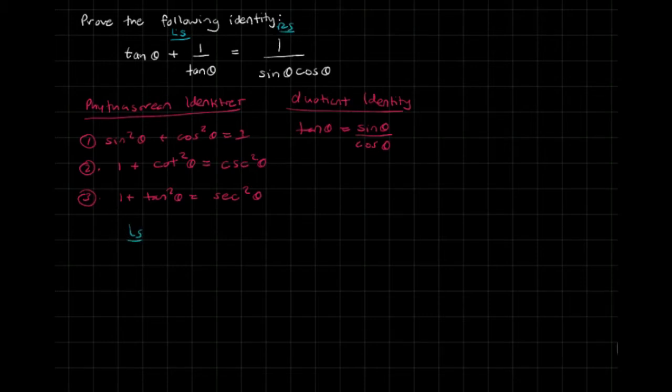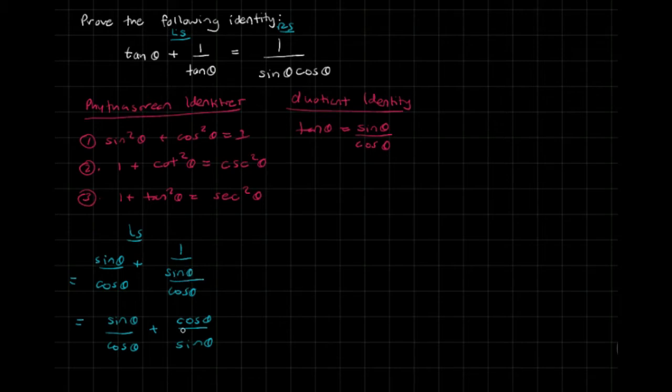Working with my left side, you notice that the right side is only composed of sine theta and cosine theta. So I'm going to change my tan theta into sine theta over cosine theta using the quotient identity. Plus, I'm going to change 1 over tan theta, which you can think of as 1 over sine theta over cosine theta, which is technically the reciprocal. So you basically get sine theta over cosine theta plus cosine theta over sine theta, because a reciprocal is where you just flip the numerator and denominator.